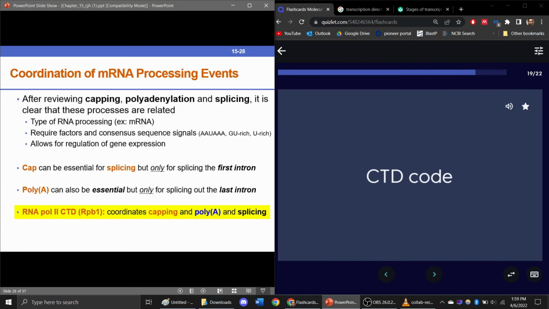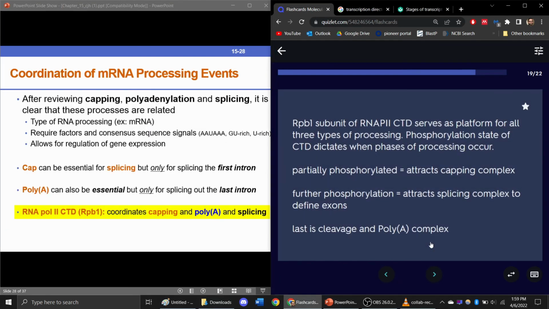CTD code. Now I was kind of just talking about the role of the CTD of the polymerase in this whole process. Basically, I kind of already said it in the beginning. So the CTD helps with all three of these processes. They're all three happening co-transcriptionally.